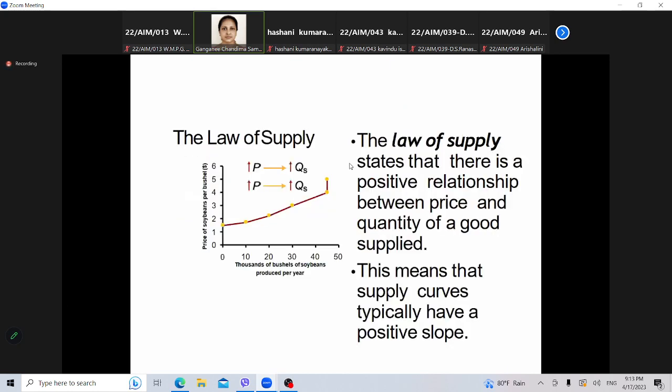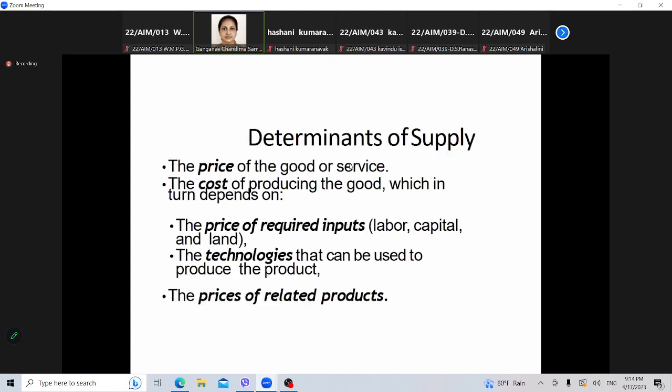Okay, so this is the graphical presentation of the law of supply. If price increases, quantity supplied increases. Therefore, the law of supply states there is a positive relationship. For the law of demand, we say there is a negative relationship, but here it has a positive relationship. So you can understand that supply curves typically have a positive slope. You can understand these points very clearly. So these are the determinants of supply.